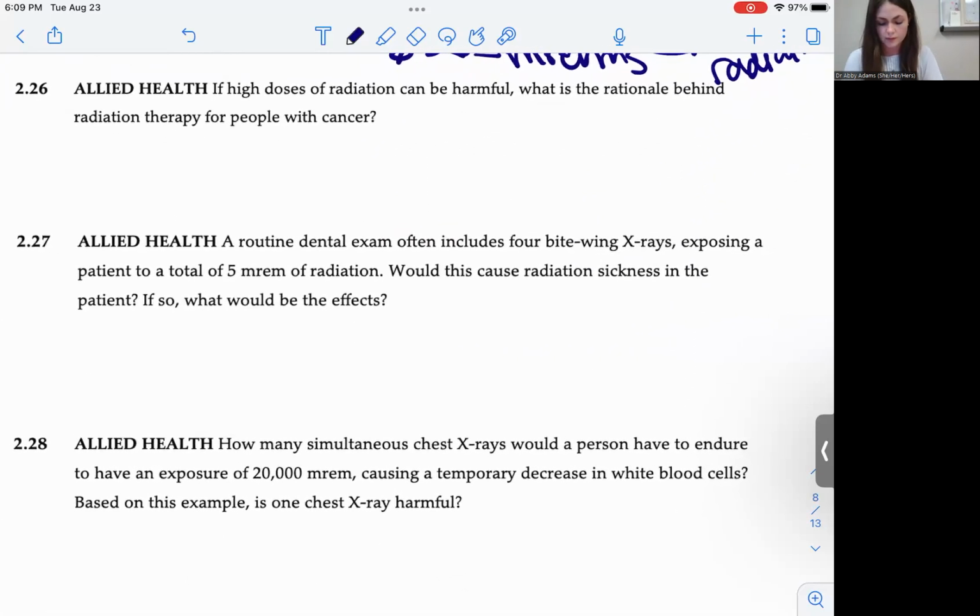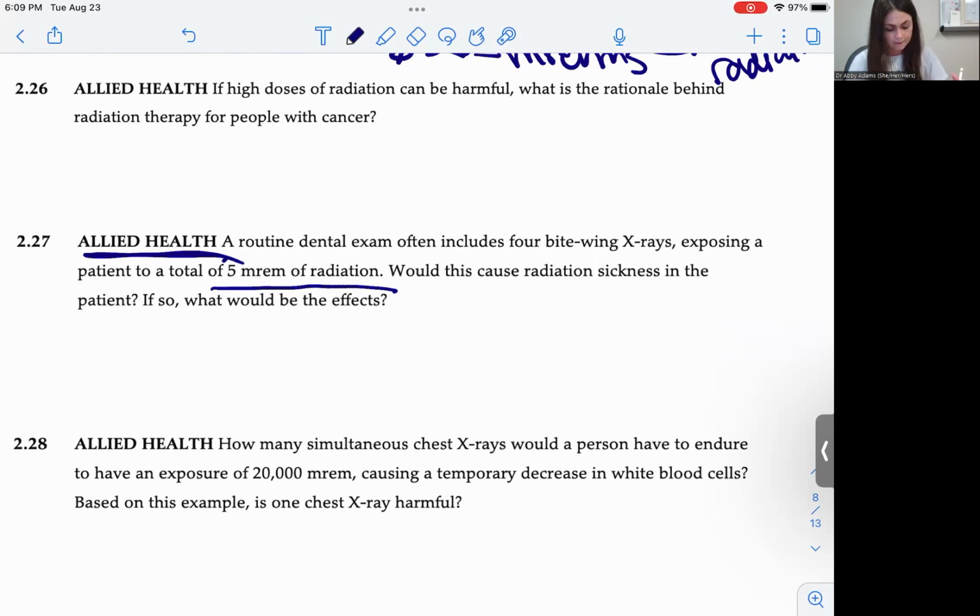How do you feel about going to the dentist? Here's your allied health applicable question. A routine dental exam often includes 4 bite wing x-rays exposing a patient to a total of 5 millirems of radiation. Would this cause radiation sickness in the patient? If so, what would be the effects?